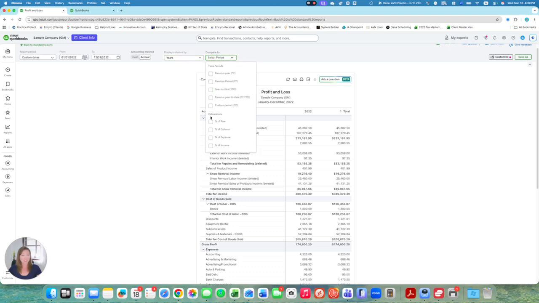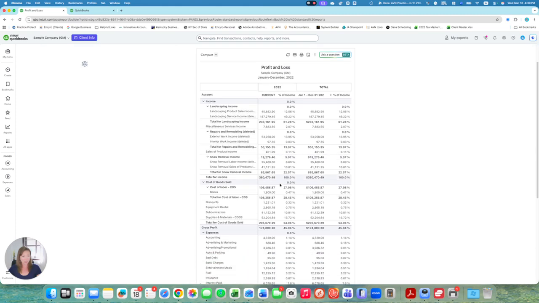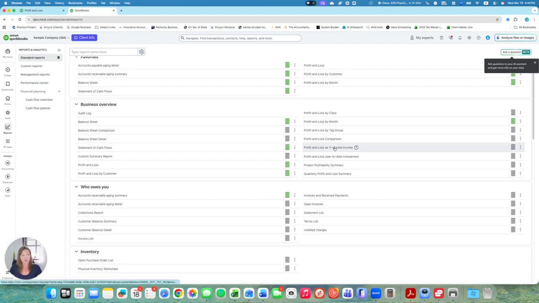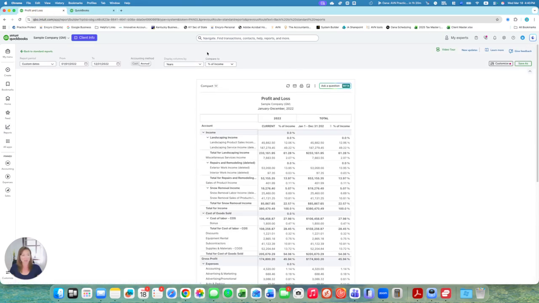So in order to see what percentage you're at, you can go over here to compare to and click percent of income. Here we have the gross profit at 45.94%. Maybe that's normal for your industry. You should know, is that normal or not? Should we raise our prices or lower our costs? You can get straight to this report, by the way, by going to profit and loss as percentage of total income instead of this button up here.